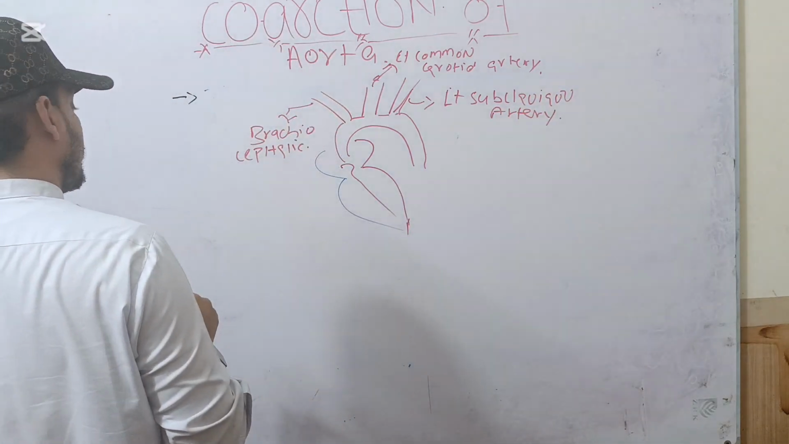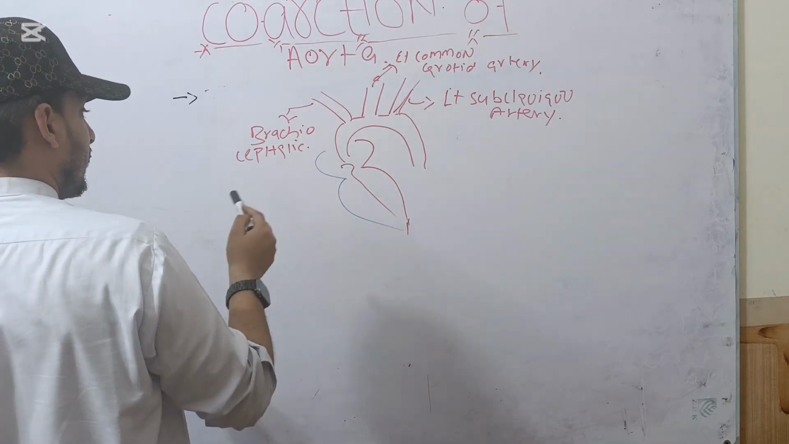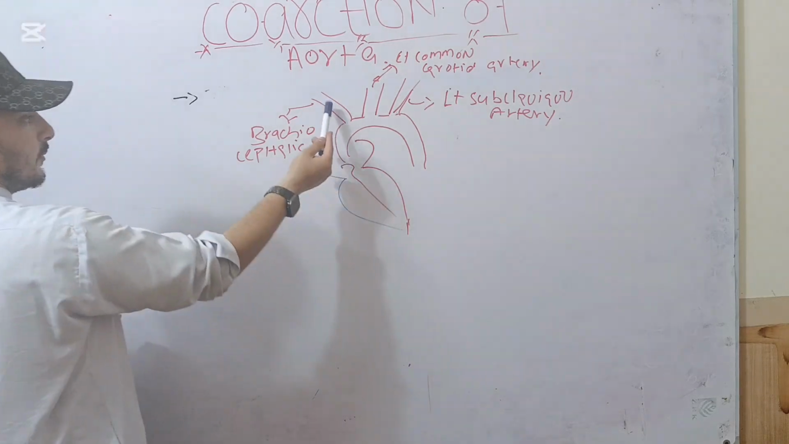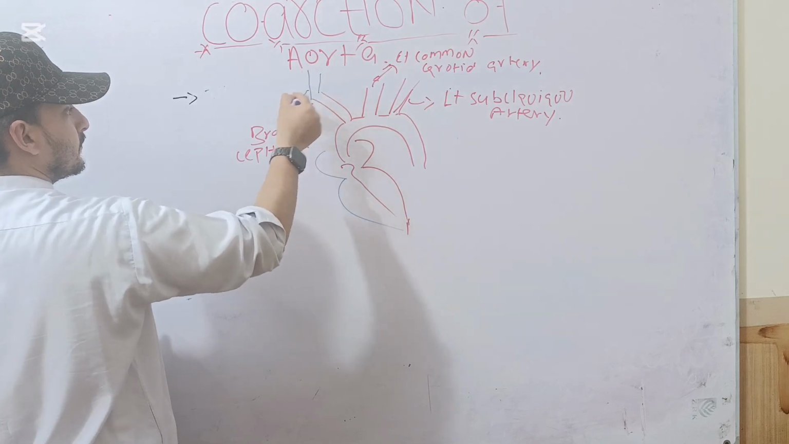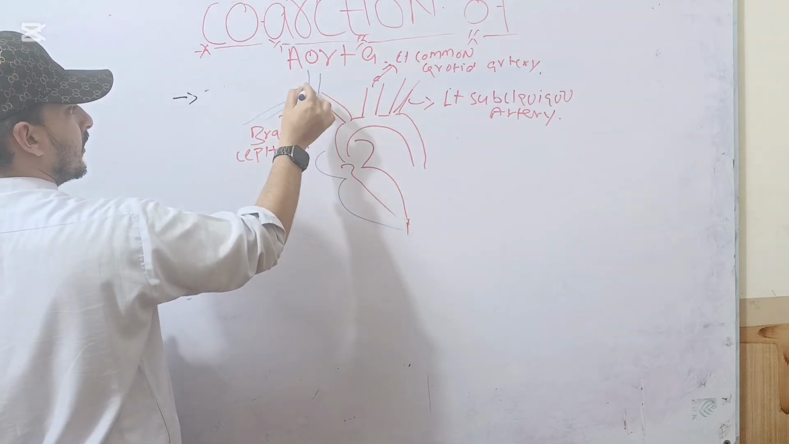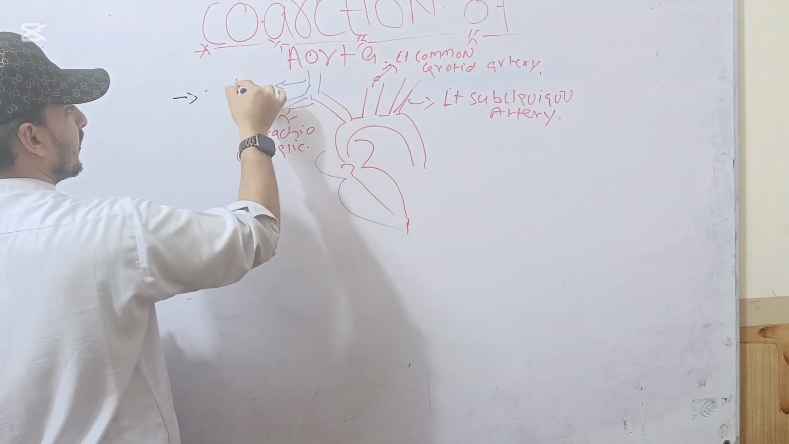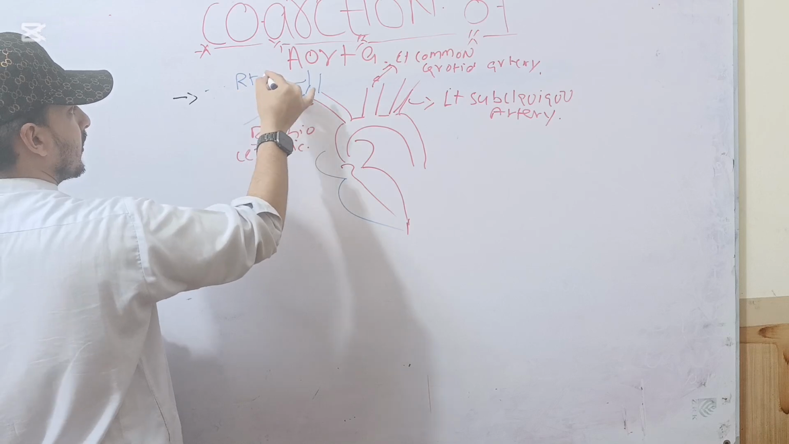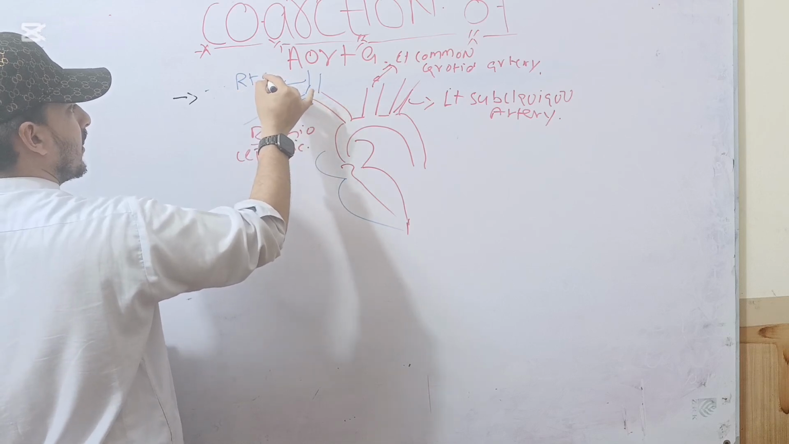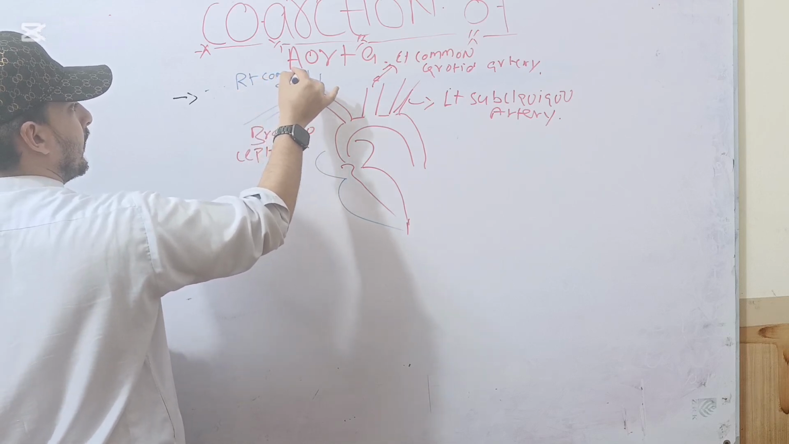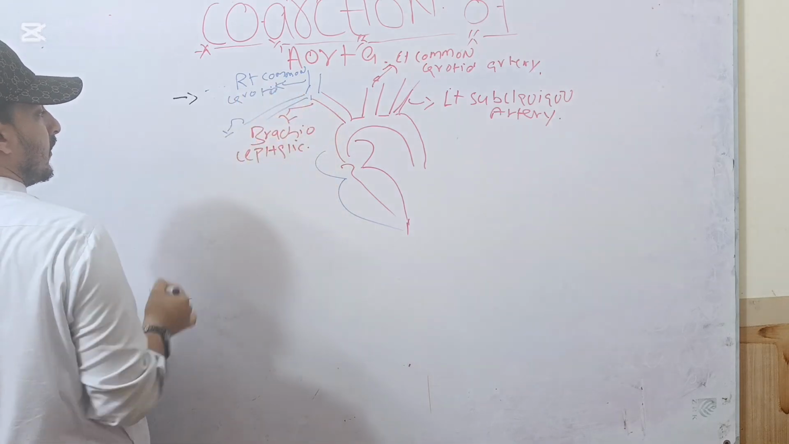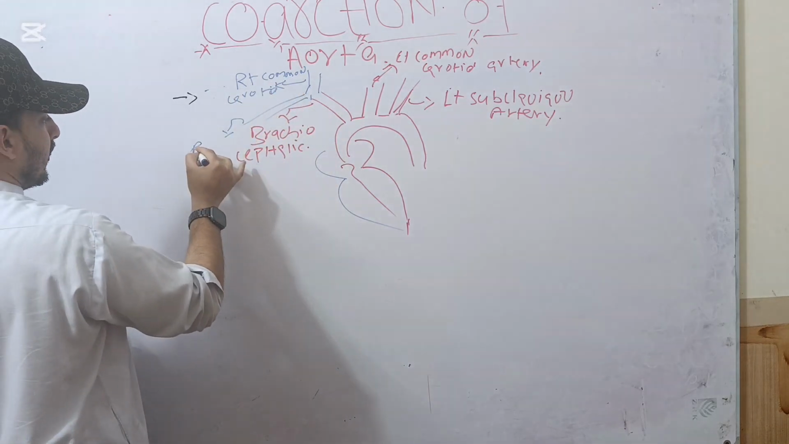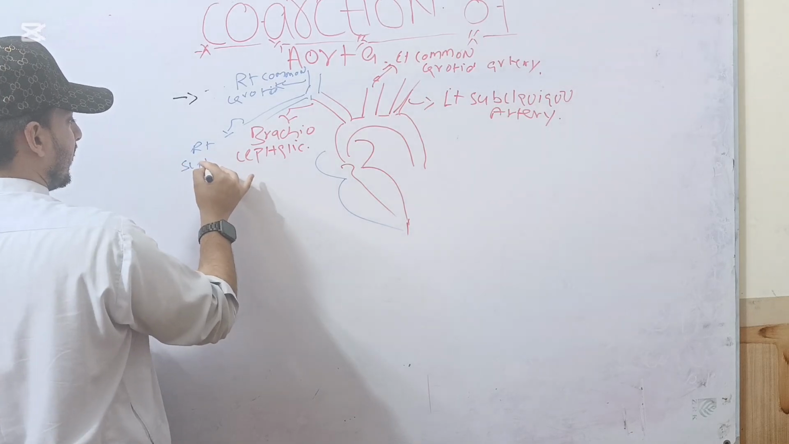The brachiocephalic part is divided into two branches. The upper branch is the right common carotid artery, and the other one is the right subclavian artery.